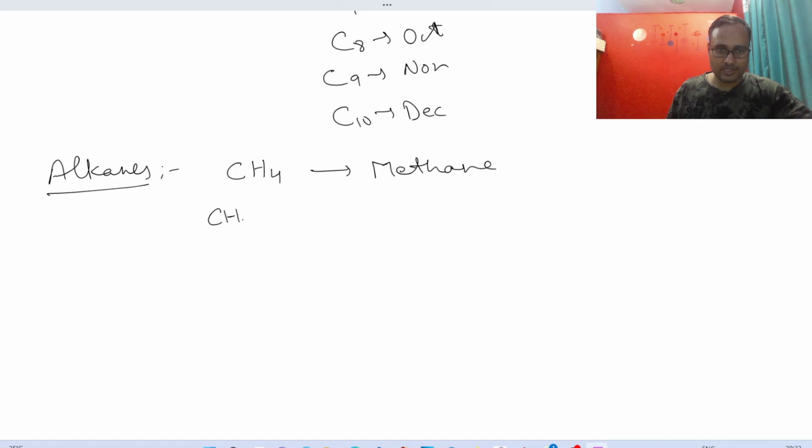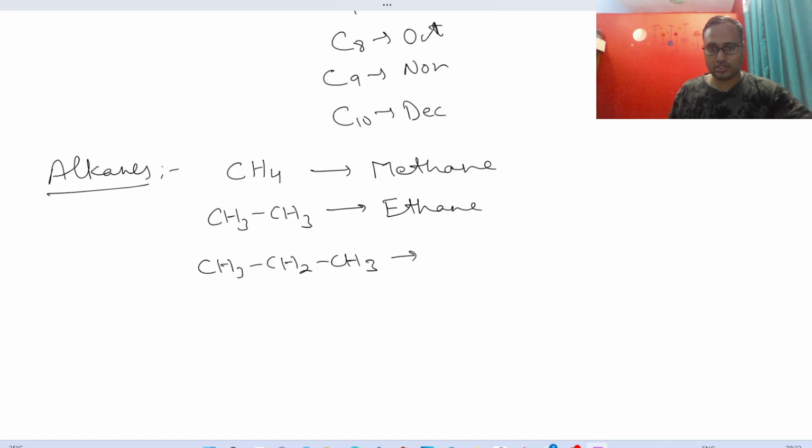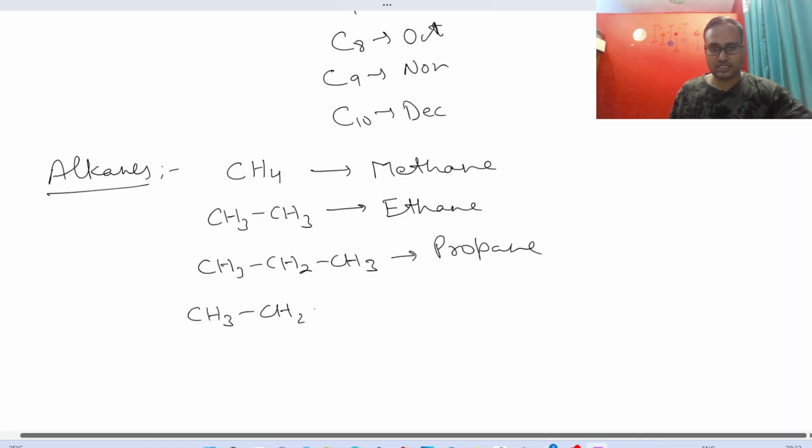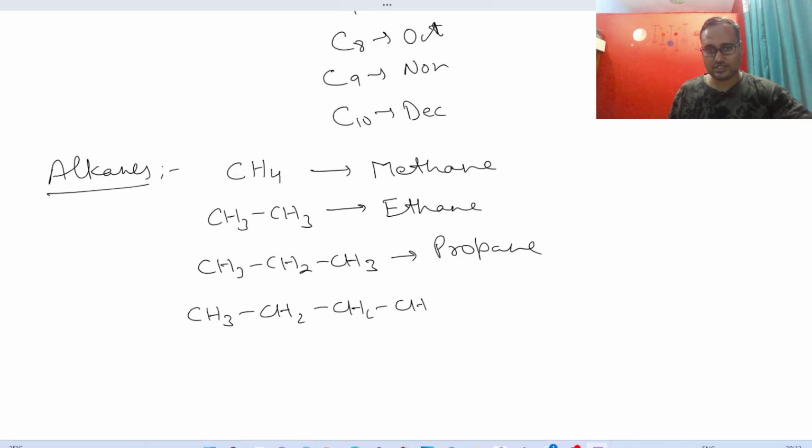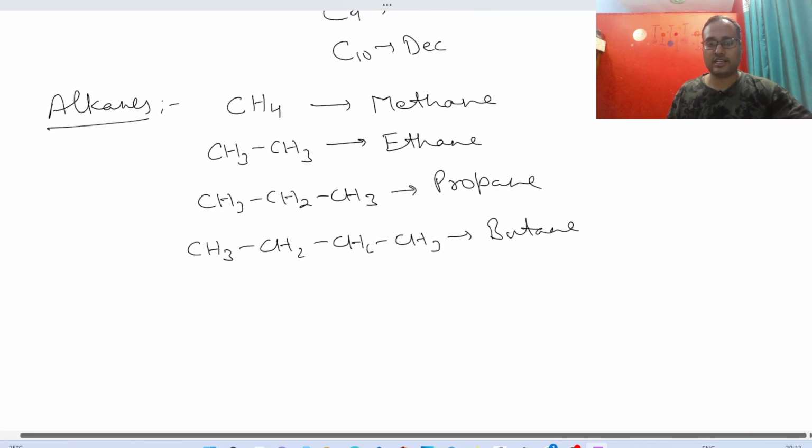If we have two carbon atoms which are linked to each other with a single bond, we write ethane. If we have 3 carbon atoms linked to each other with single bonds, we write propane. Similarly, if we have 4 carbon atoms, CH3, CH2, CH2 and CH3, then we will write butane. Make sure that in each carbon atom the valency of carbon is satisfied, that is it forms 4 covalent bonds either with the other carbon atom or with the hydrogen atom.